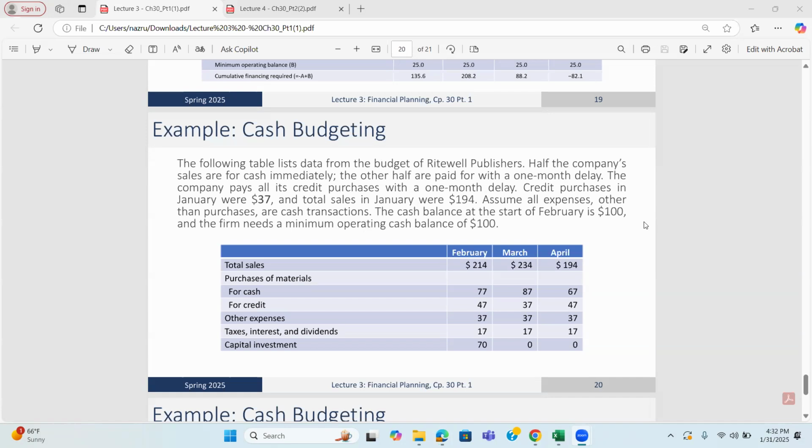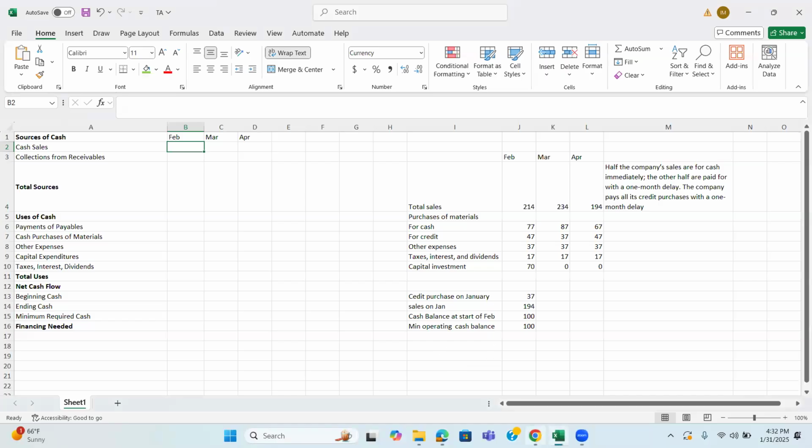And today I'm going to show you how to manage the cash budgeting. From your lecture 3, there is an example question given to you, and we are going to solve it in the Excel sheet thoroughly. Okay. So I have just brought some information from the PDF to the Excel sheet to make it convenient for us.